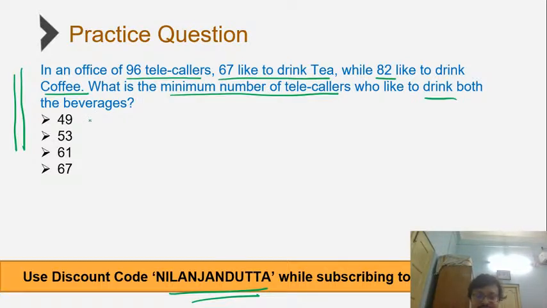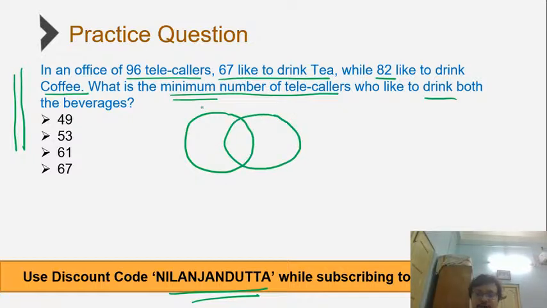Diksha is saying 67. What about others? Remember the question is saying minimum number of telecallers who drink both beverages. So basically I need to minimize this intersection portion. How do I do that? Tea has 67 people, coffee has 82 people.